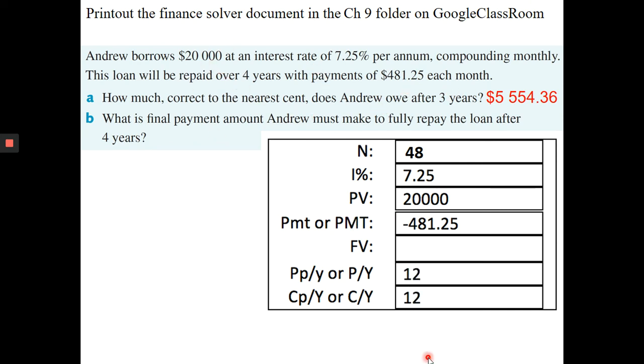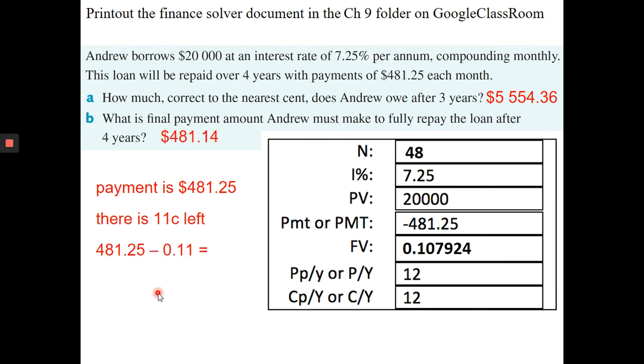And of course, we're doing it monthly. So remember we talked about there's often a little bit left over, isn't there? So how much is left over? That there is 11 cents left over, isn't it? Because that will round that up. So the final payment is 481.25, but there's 11 cents left. So final payment, $481.14.